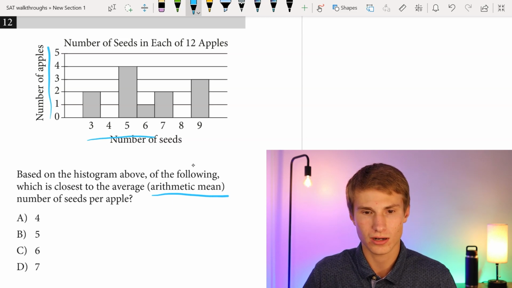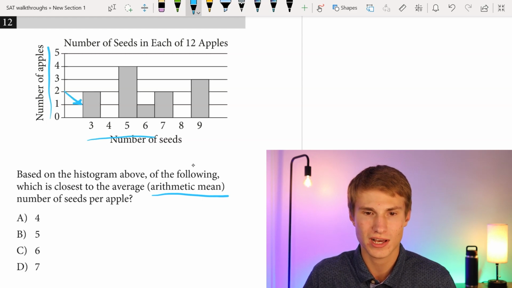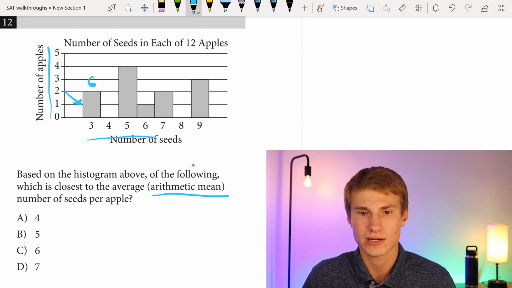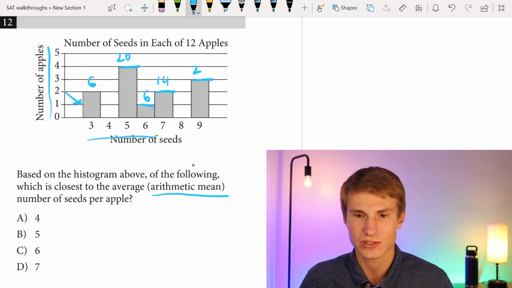To get my total number of seeds, we're going to do our number of apples times our number of seeds. So right here we have 2 times 3, that's going to give us 6. Next, 5 times 4 gives us 20. Down here, 6 times 1 gives us 6. Then 7 times 2 gives us 14. And then 9 times 3 will give us 27.